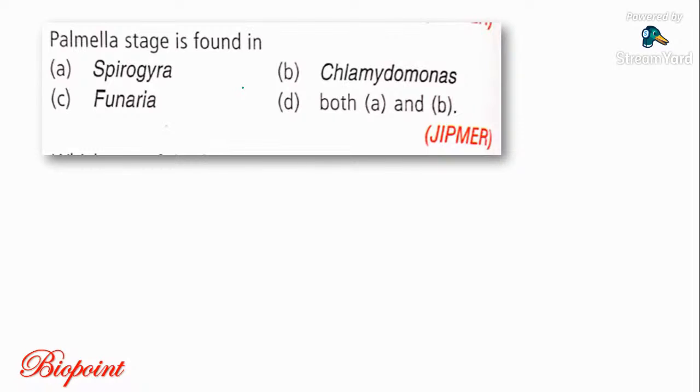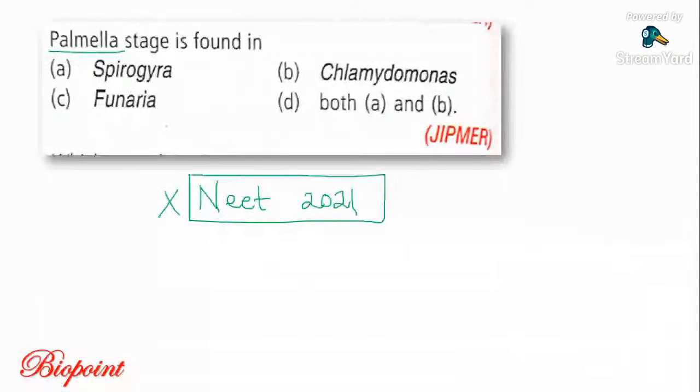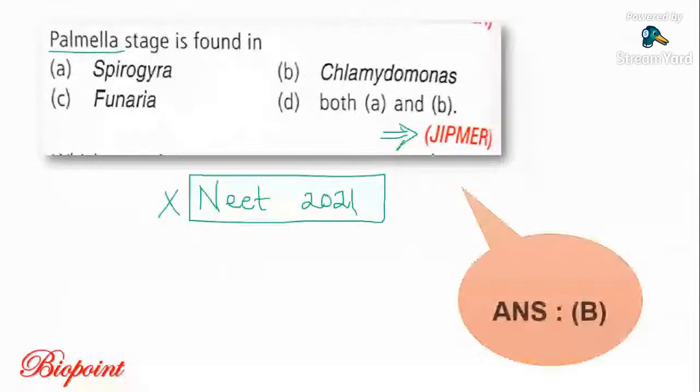Palmella stage is found in. This kind of Palmella stage is not there in our NCERT. So such kind of a high level question will not come for your NEET 2021, you cannot expect it, because this came as a previous year JIPMER question. The correct answer for the question is option B, Chlamydomonas.